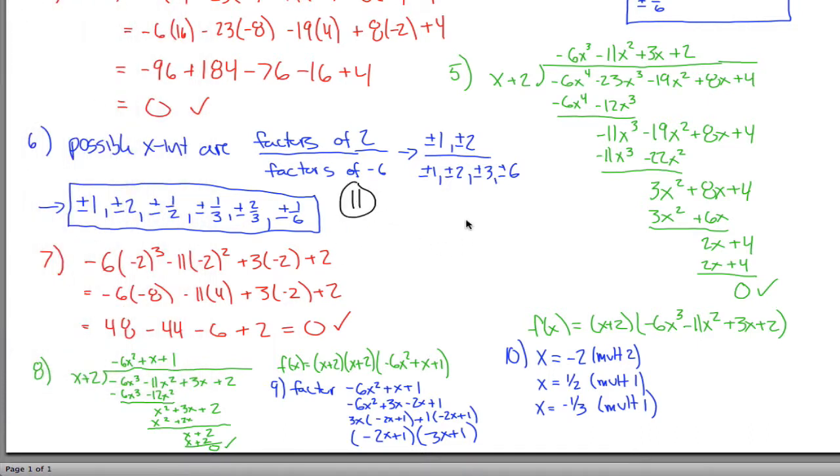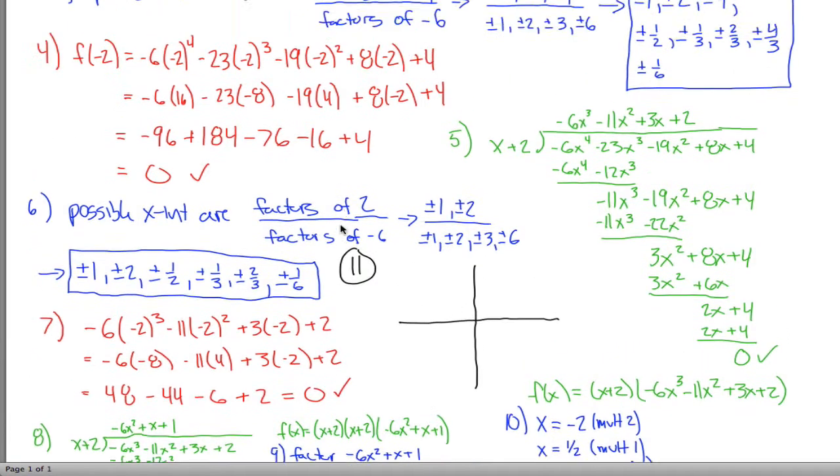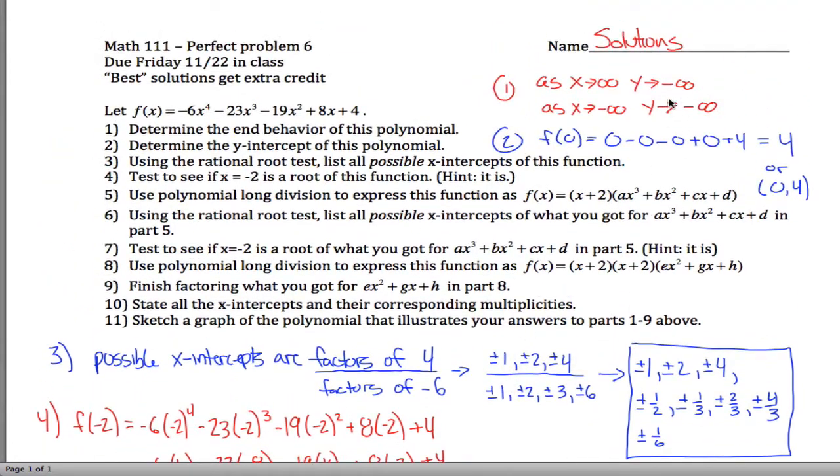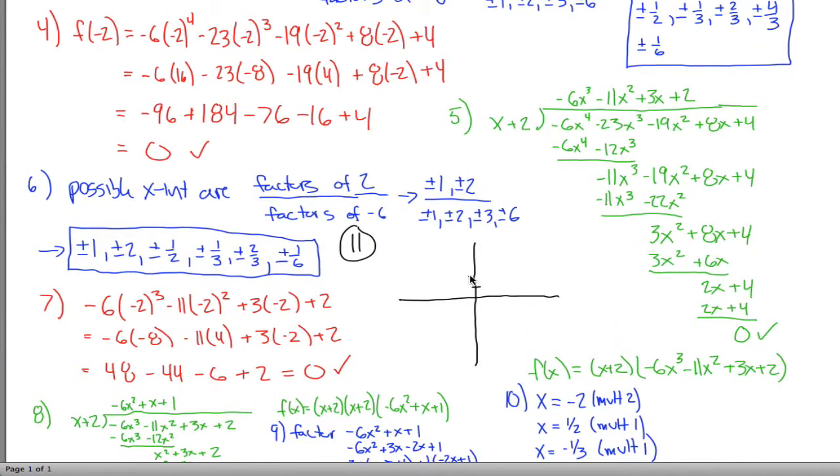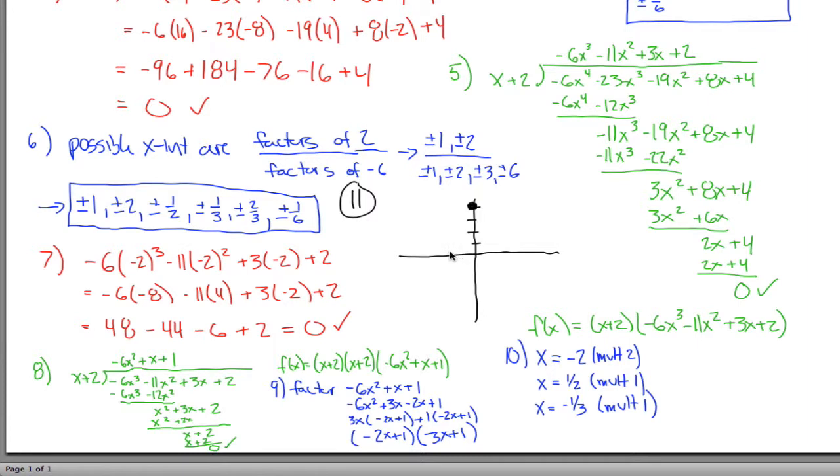11. Here's your graph. I want to come up with the graph that has this end behavior goes down on both sides, has a y-intercept at 4. 1, 2, 3, 4. Well, let's go through this point right here. It has x-intercepts at -2, -1/3, and +1/2. So there's 1, there's 2, there's +1/2.